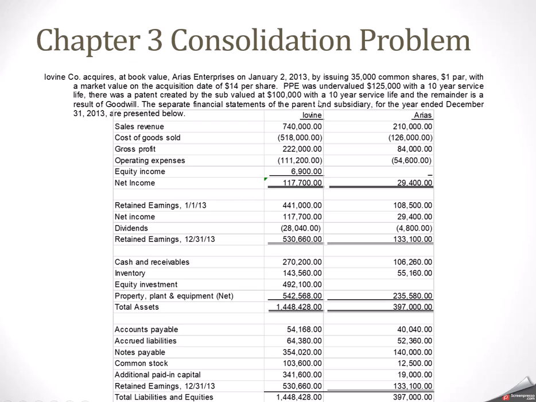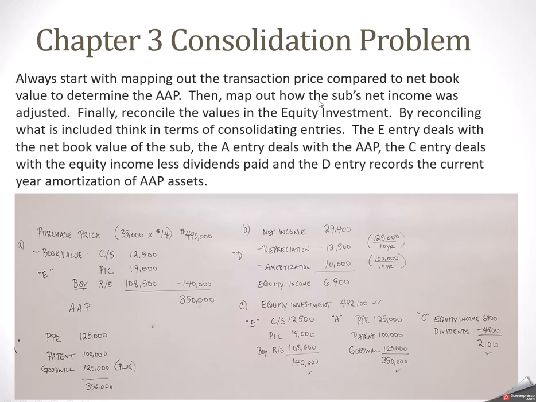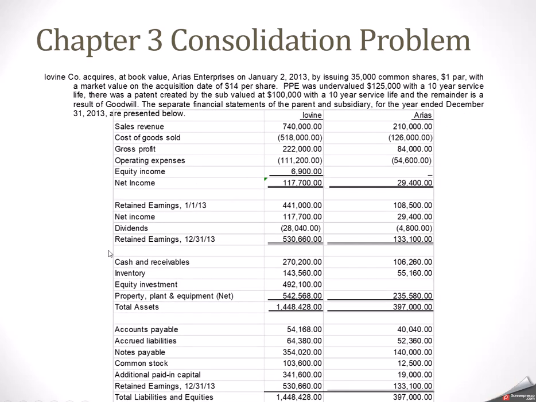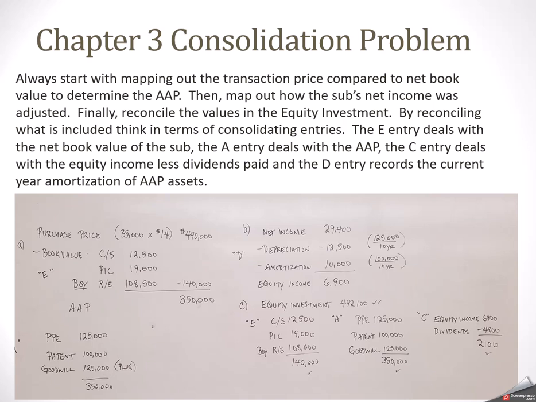So those will just divide by our 10 years to get to our depreciation. The first thing I always do though is kind of map it out. So our purchase price, whoops, let me go back. The purchase price was 35,000 shares at $14 a share. So that's what we see here. That gives us a $490,000 purchase price.